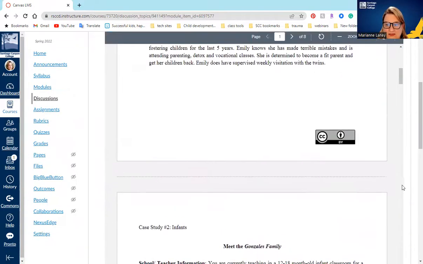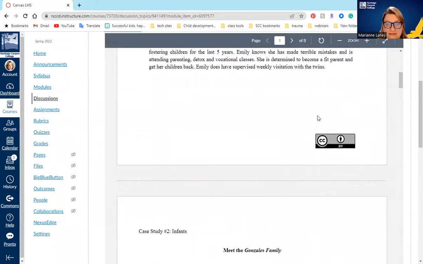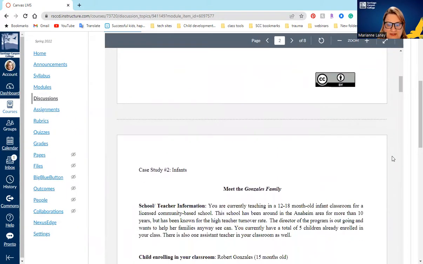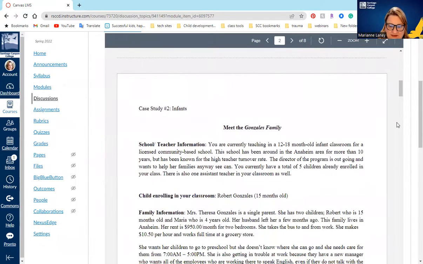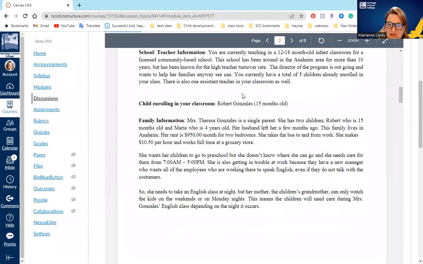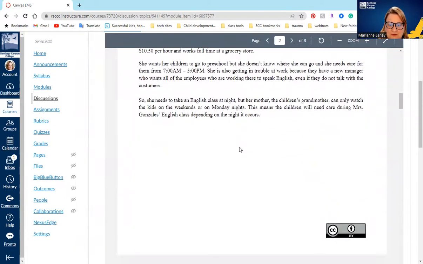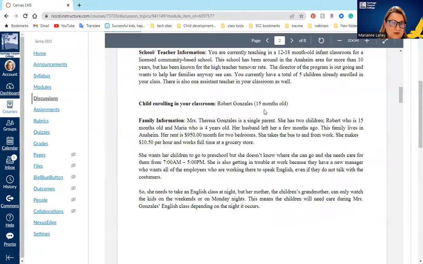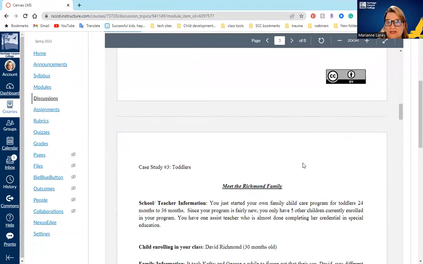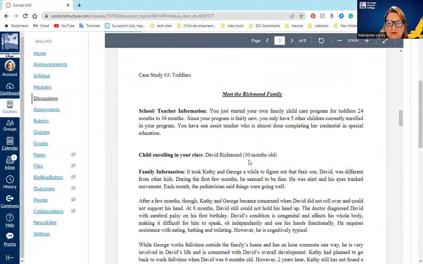By the way, we all share these vignettes through the state of California. This is open license, so anybody can share this. If you see this, that's what that means. We're sharing. There's a Gonzalez family. Okay. Here's your child that's going to be in your classroom. Robert Gonzalez, 15 months old. Maybe you want to work with infants, toddlers. Great. If you don't, let's find a child whose age you like. Richmond family, 30 months. So it's a little bit under 3 years old, right?